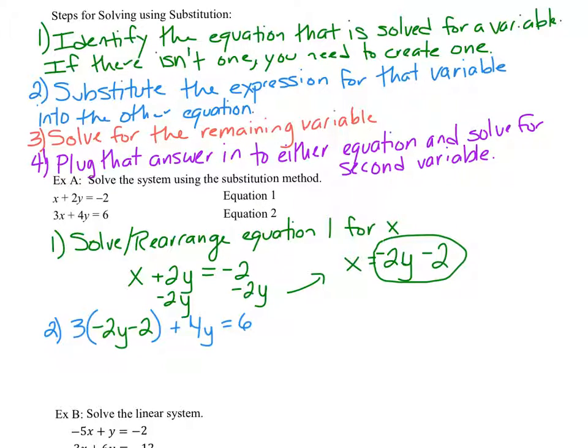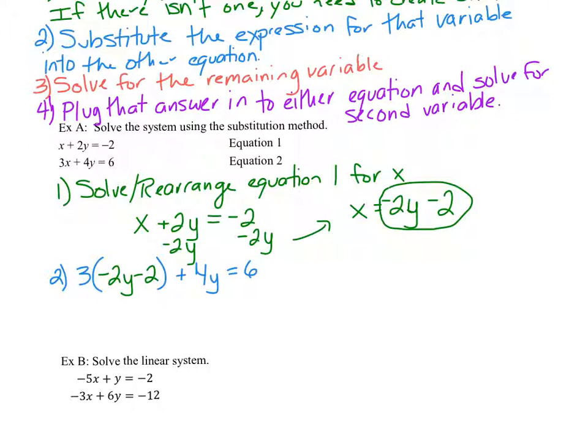And I can kind of check myself to make sure I did it right. If I only have one variable in there, I've done at least something right. So if you have x's and y's, you did something wrong. You need to have just y's or just x's left. So now that I've got that, step 3 is to just solve. So I want to get what y is. So step 3, I'm going to distribute and combine like terms.